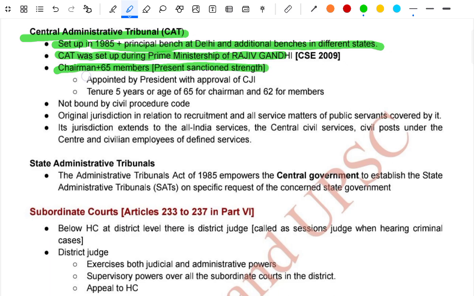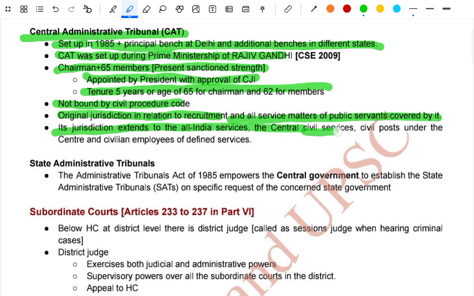Members are appointed by the President with the approval of the CJI. The tenure is 5 years or up to the age of 65 for the chairman and 62 for members. It is not bound by the Civil Procedure Code. Its original jurisdiction covers recruitment, retirement and all service matters of public servants covered by it. Its jurisdiction extends to all India services, central civil services, civil posts under the Centre, and civilian employees of defence services.